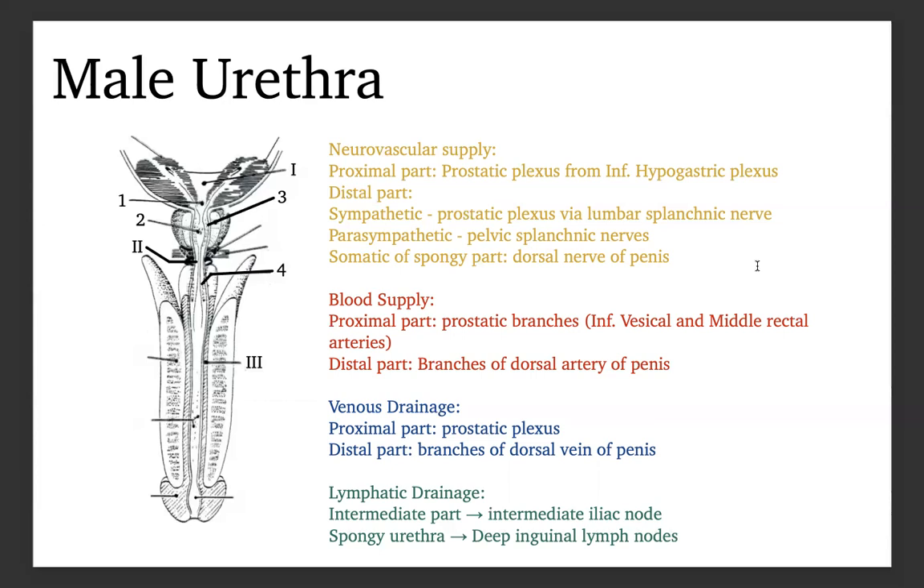So the intermediate part is going to be drained by the internal iliac nodes, and the spongy urethra part is going to be drained by the deep inguinal lymph nodes.